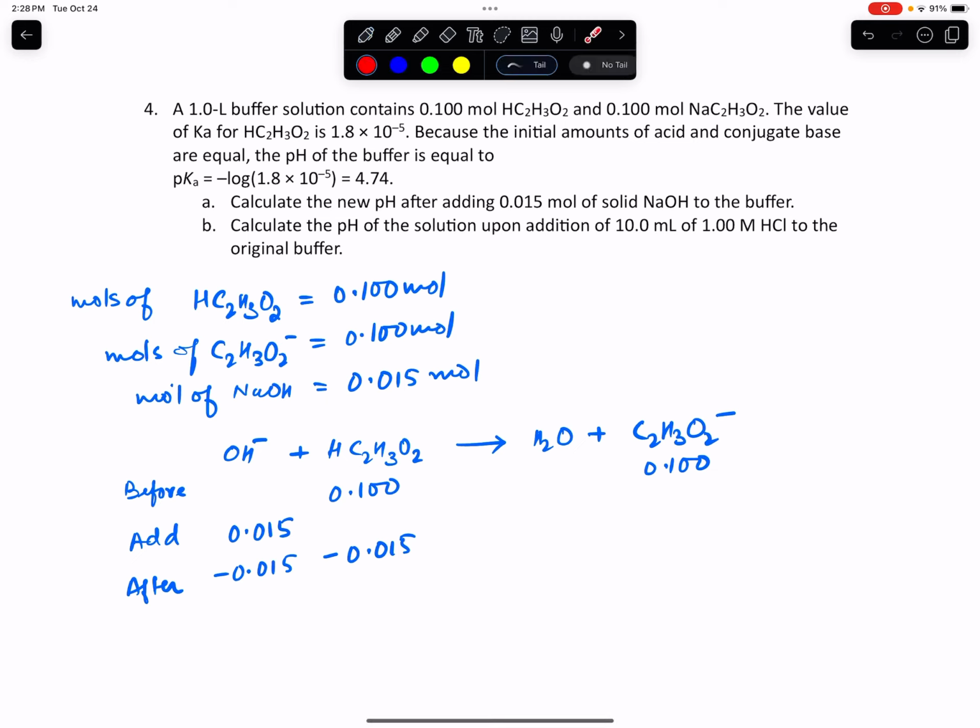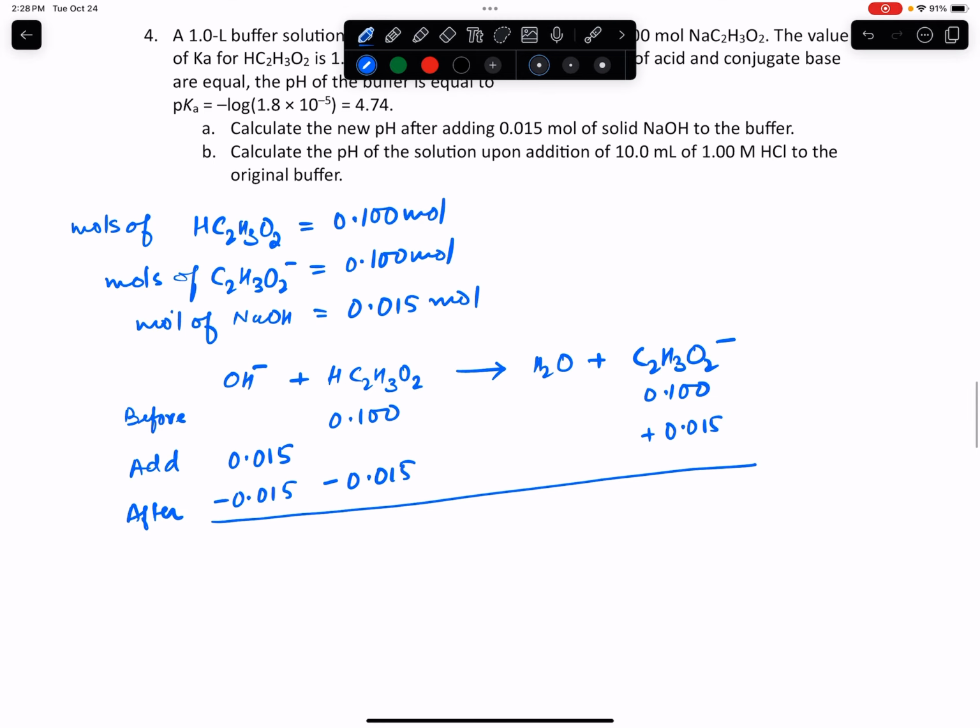And then because these two reacted, you formed this. The moles that reacted of each of them will give you the same number of moles of conjugate base. So here we'll add 0.015. When we sum it all up, we get 0.085 moles of acid and 0.115 moles of base.